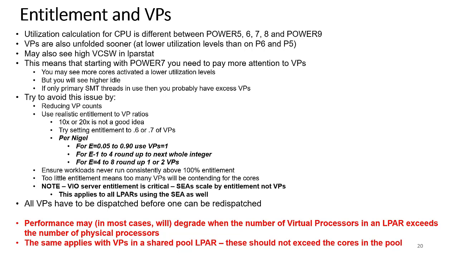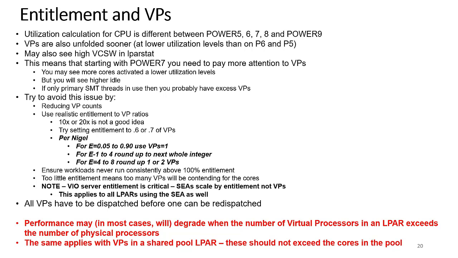With Power 7 and 8 and 9, we actually activate all the virtual processors and we use the primary thread on all of them. And then when the primary thread gets to a certain level of utilization, we activate the secondary thread. And then we do the tertiaries, and so it's more of a spread and then stack.